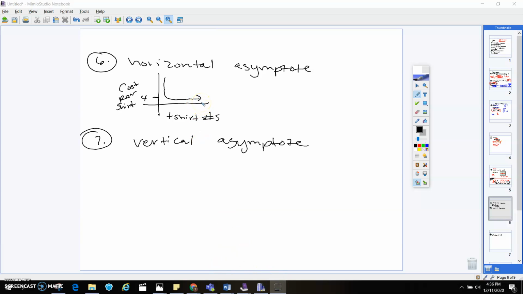All right, so horizontal asymptotes and vertical asymptotes. Horizontal asymptotes run side to side. Remember, the horizon is where the sun sets, and it's horizontal. That's the most beautiful sunset you ever did see. And then vertical asymptotes are going up and down.